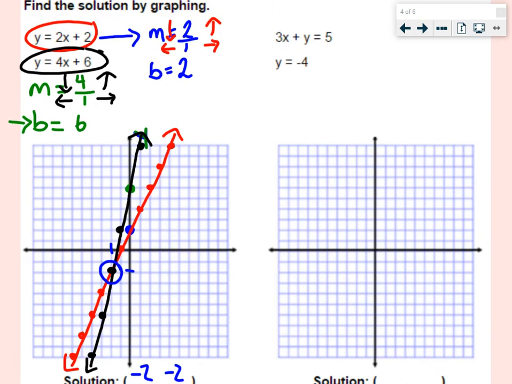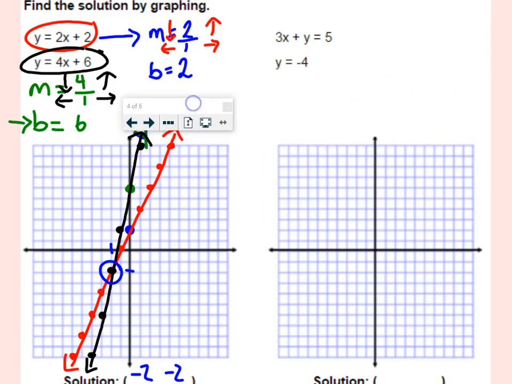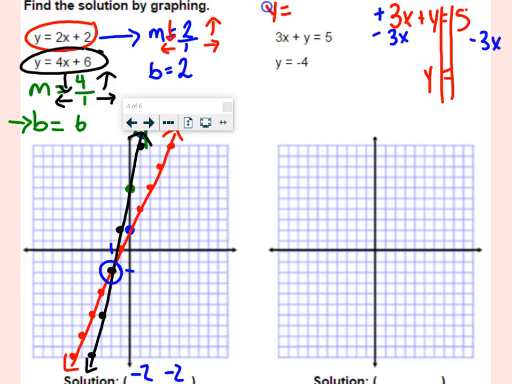All right. Again, we're going to do the same thing, but with two new equations. 3x plus y equals 5. Now, if you notice, that equation is not in our y equals form. It's not in slope-intercept form. So the first step for this is to change it. We need to make it y equals, which means we want to leave the y where it is and move this 3x. To move a positive 3x, we need to do a minus 3x. So we get y equals 5 minus 3x.